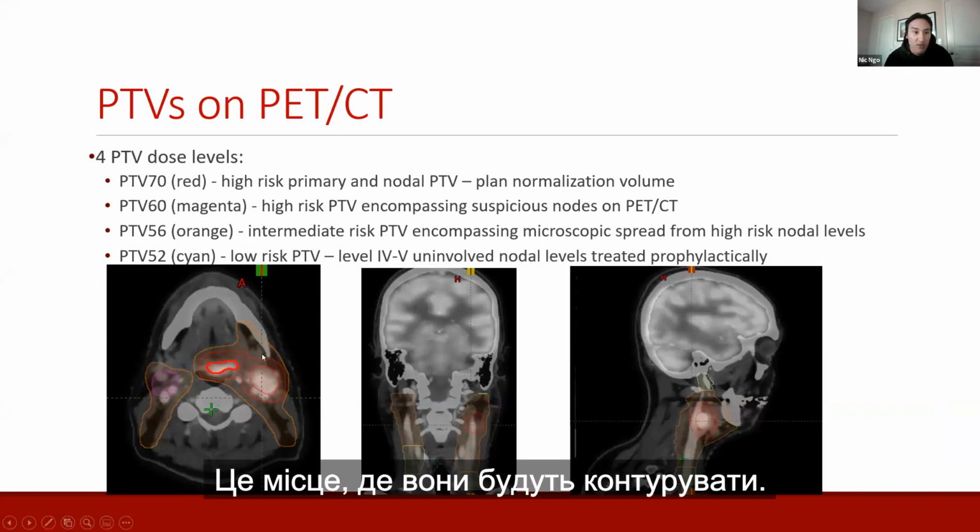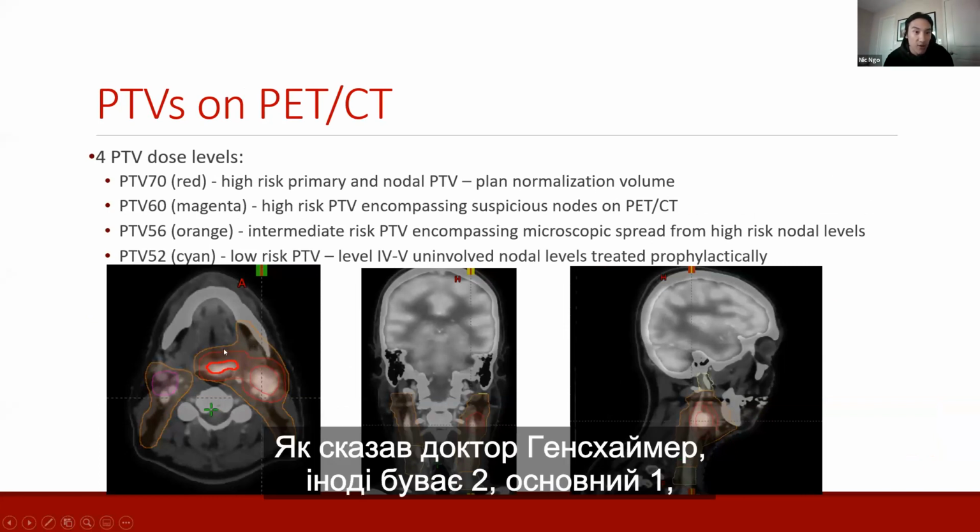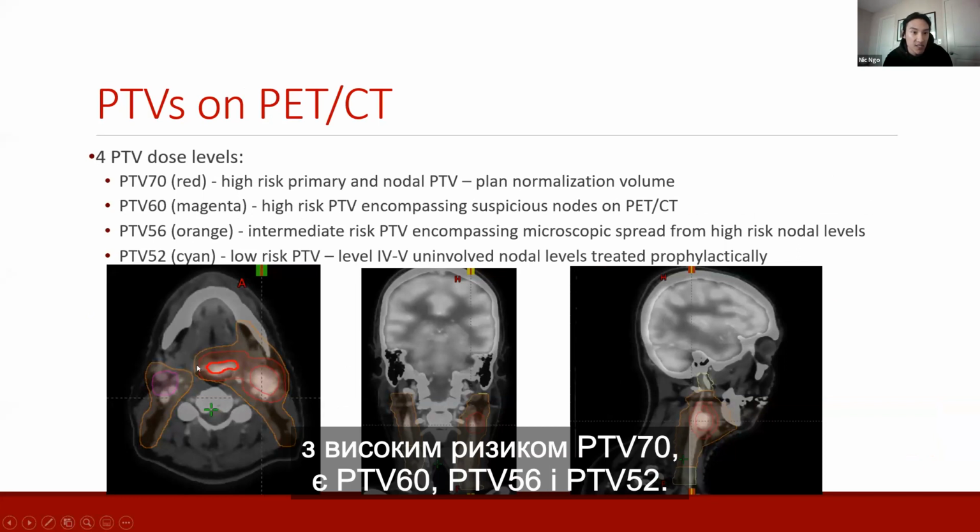There's usually 4 different dose levels, as Dr. Gensheimer said. Sometimes there's 2. The main one is high risk PTV 70, and then there's PTV 60, PTV 56, and PTV 52.